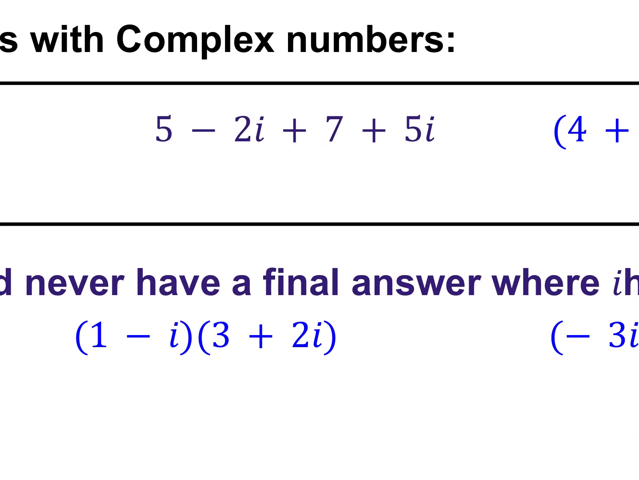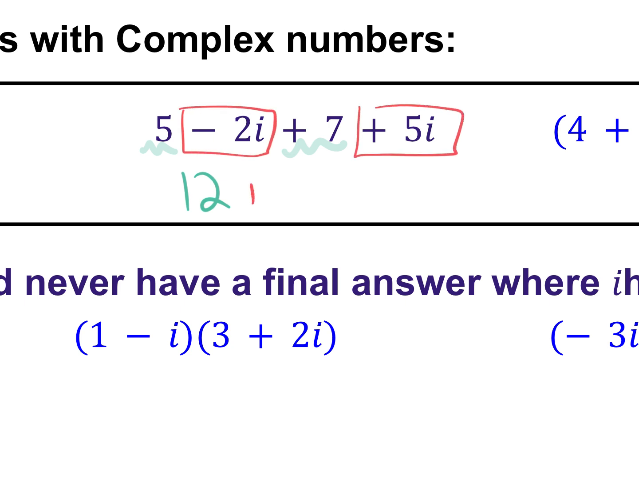So looking here, we would make sure that we combine our 2 real terms, the 5 and the 7. Those 2 real terms, 5 and 7, got us a +12. And we always want to try to write the real component first in our complex number. And then looking at the imaginary parts we have here, the -2i and the +5i, once we combine those two things, we get a +3i. So this is what is considered a complex number.